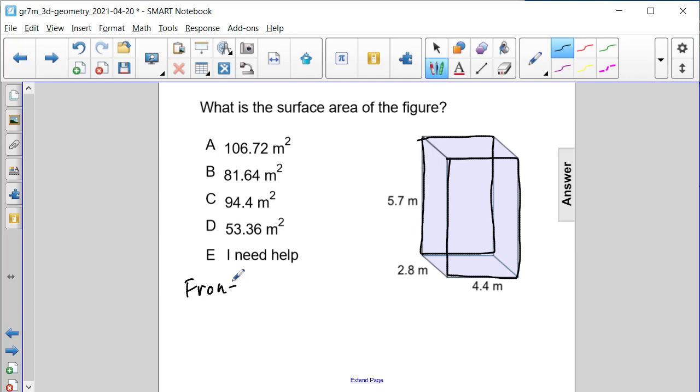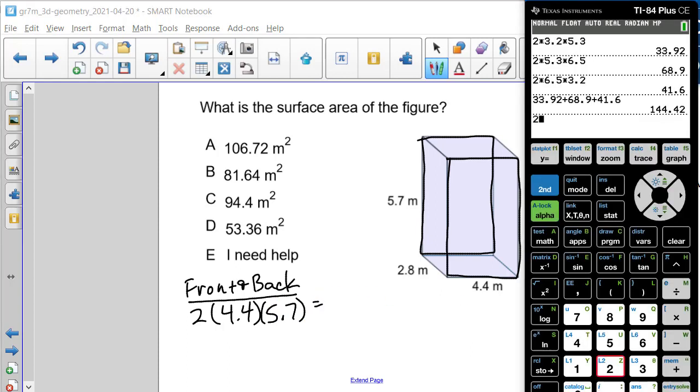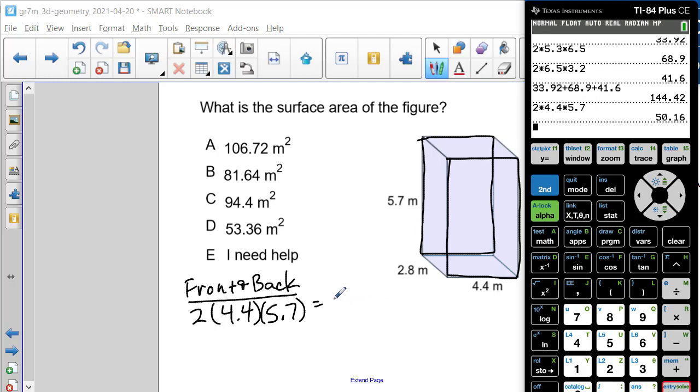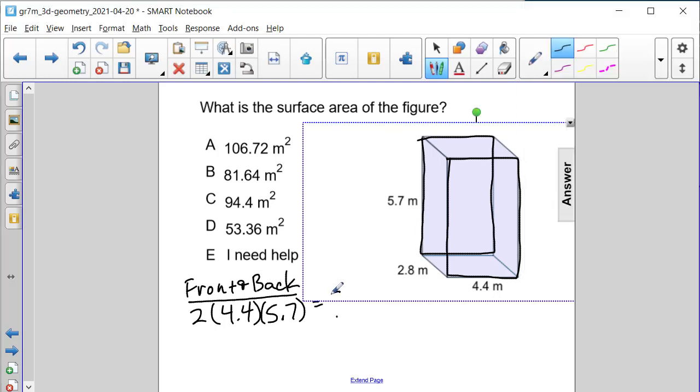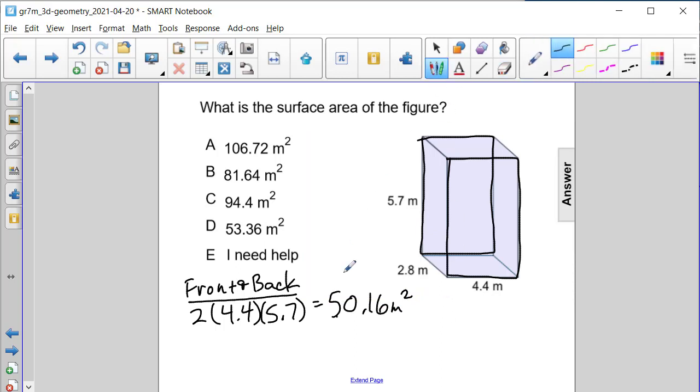So for the front and back, we can see that there are 2 of these areas, and their areas are equal to 4 4/10 times 5 7/10. And when we multiply these values together, we will get 50 16/100 square meters. And again, that was the combined area of the front and the back.